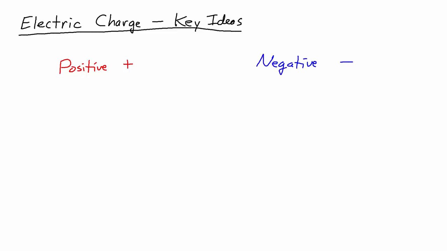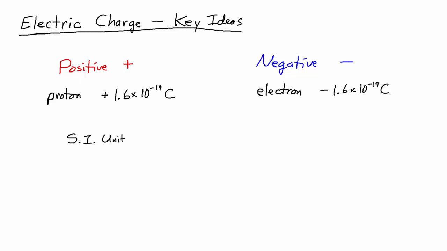And you probably remember from chemistry that there's something called a proton, which has a positive charge, and the amount of charge on a proton happens to be 1.6 times 10 to the negative 19 coulombs. And for a negative charge, to sort of balance out the proton, we have an electron, and that has a charge of negative 1.6 times 10 to the negative 19 coulombs. Now the SI unit for charge is coulombs.